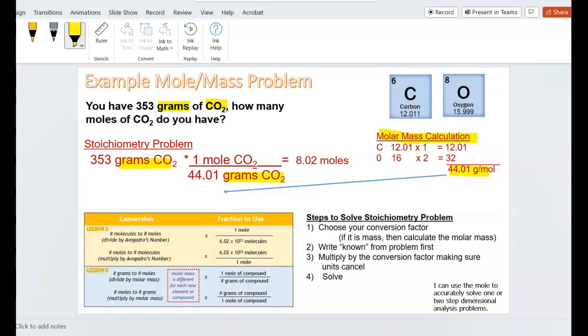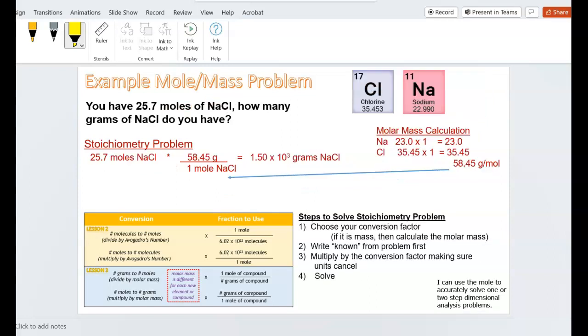Let's look at one more. It says I have 25.7 moles of sodium chloride. How many grams of sodium chloride do I have? So, moles to grams. I see grams there, which means I need molar mass.